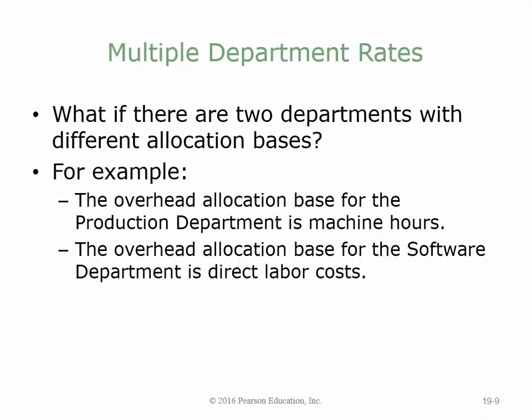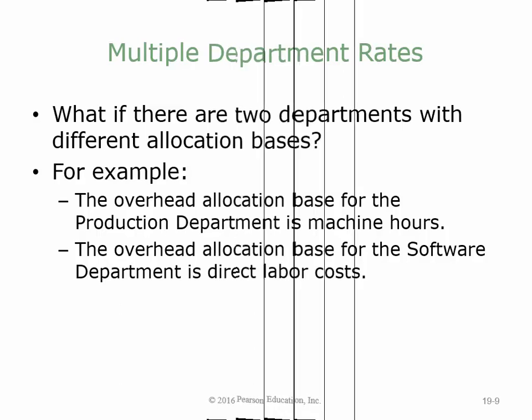So here's their what if? What if there are two departments with different allocation bases? Sometimes using direct labor, as an example, works really well for one department in your business, but it doesn't for another. Maybe you have a department that's not very labor intensive, but it's quite intensive in other ways. So you might want to find some other cost basis for allocating overhead in that case, okay? So we can do multiple allocation bases.